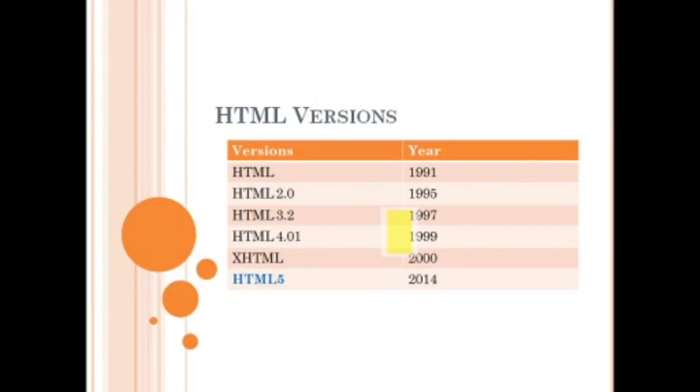Okay, so on the screen, we list all the HTML versions. Since 1991, the first version of HTML was released. They have HTML 2.0, HTML 3.2, and 4.01, and then XHTML. What we'll focus on is the latest version of HTML, which is HTML5, released in 2014.